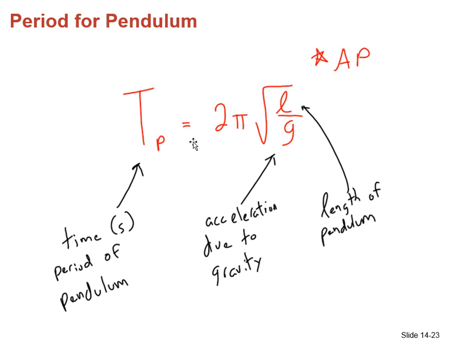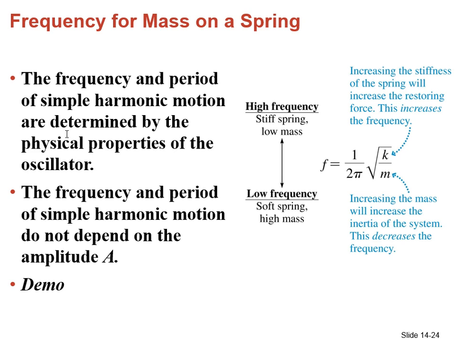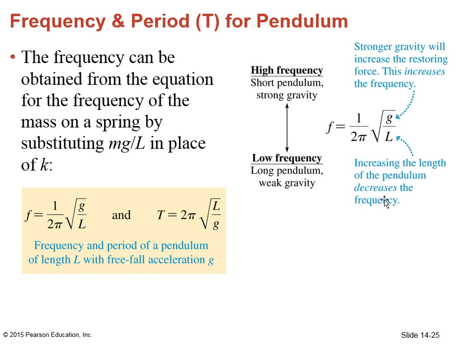For a pendulum, that was T of p. This is also on the AP formula chart. L is the length of the pendulum, and g is the acceleration due to gravity. So this depends on what planet you're on. And then if you take those formulas and take their reciprocals, you could get the frequency. And we just did some analysis: what if k increases or decreases, and how does that affect frequency, and so on and so forth.